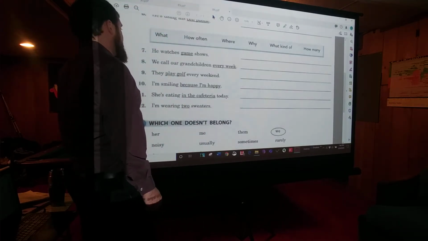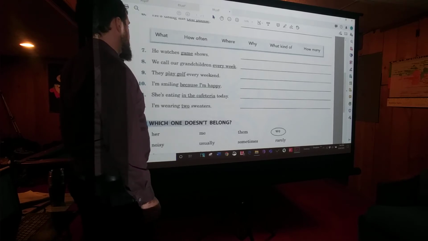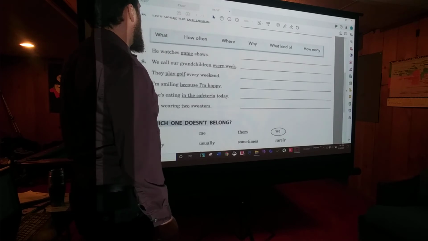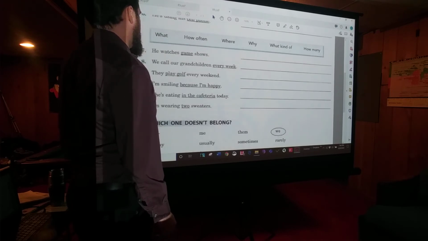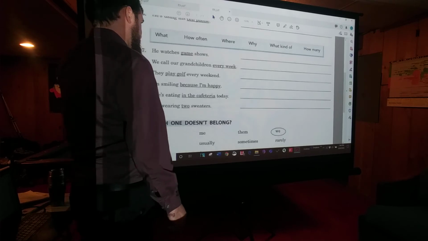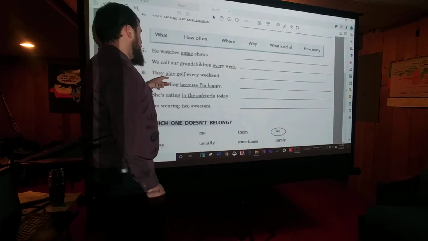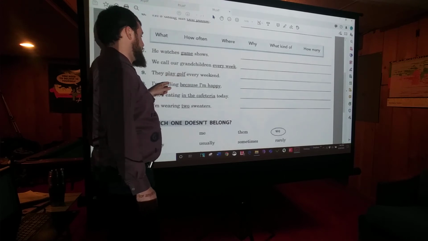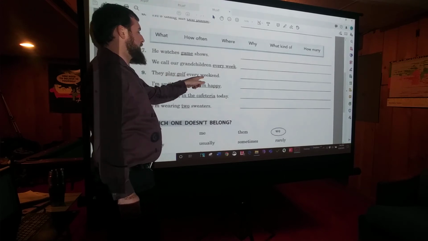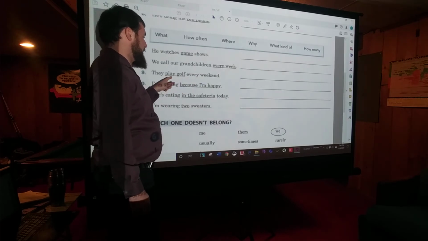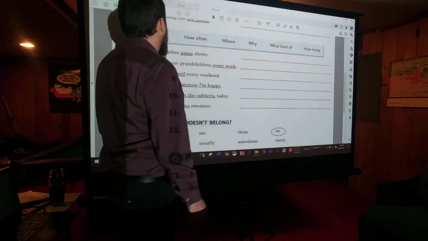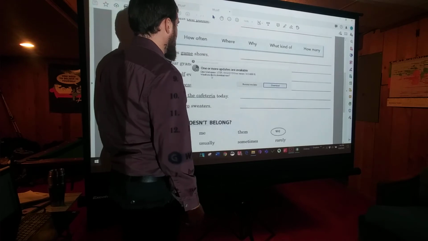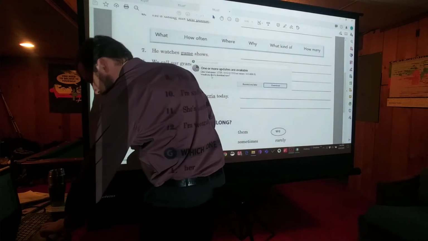Number 9. They play golf every weekend. What do they do every weekend? You'll notice in this they underlined play golf. So we can't say how often do they play golf, because the answer isn't every weekend. The answer is play golf. So what do they do every weekend?